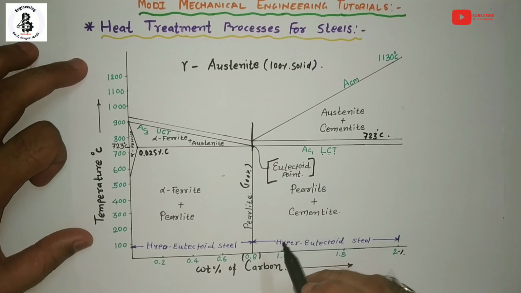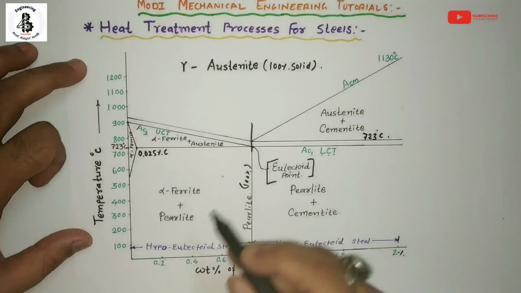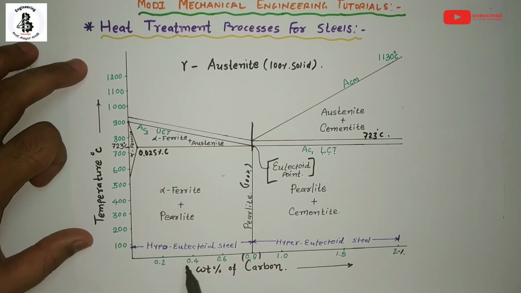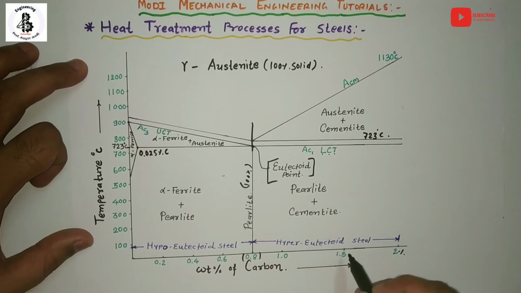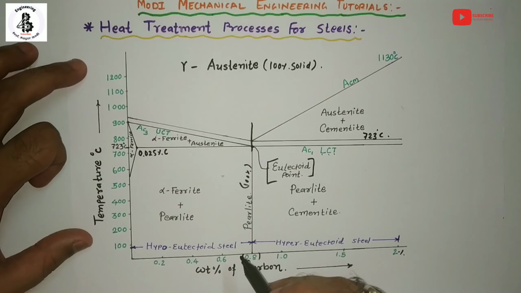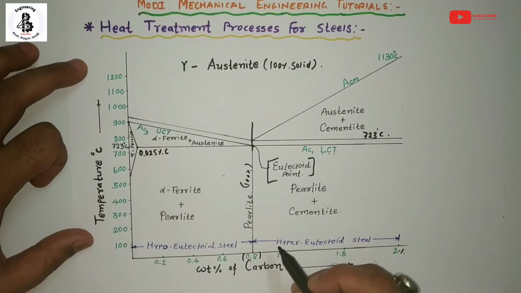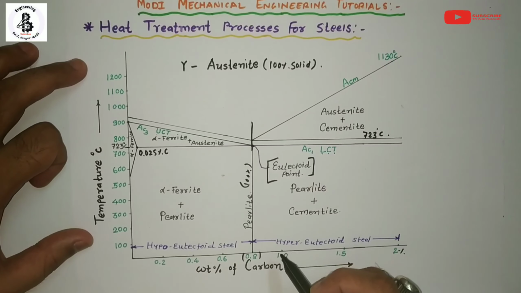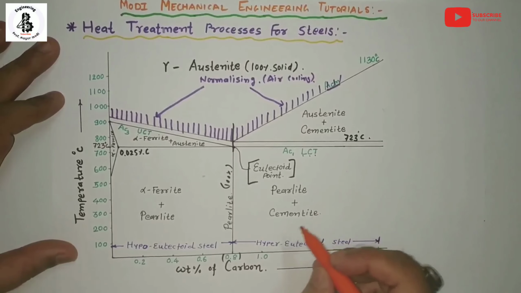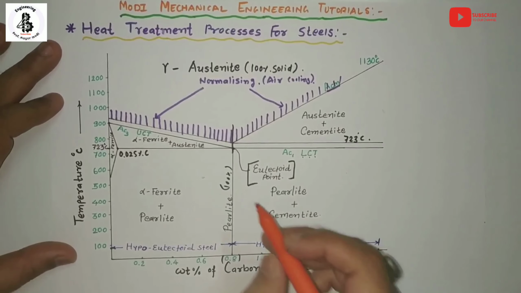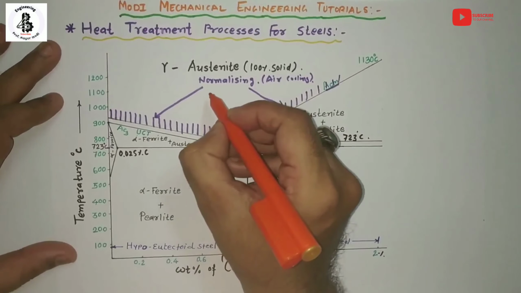Now, if you want to improve the properties of normal steels, whether hypoeutectoid steel, eutectoid steel, or hypereutectoid steel, you perform different heat treatment processes, and then you enhance the mechanical properties of the steels. So in this video I would like to explain the annealing process.